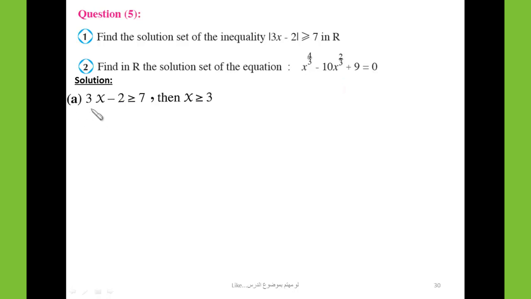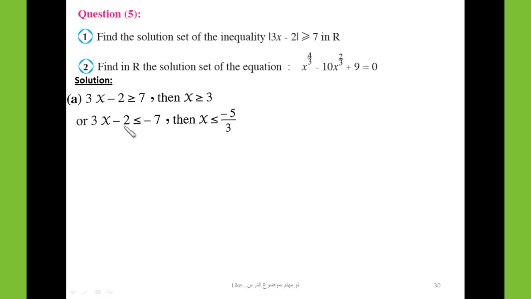First, the solution for this inequality has two branches: 3x minus 2 is greater than or equal to 7, or 3x minus 2 is less than or equal to negative 7. From this, we have 3x is greater than or equal to 7 plus 2, which equals 9. So x is greater than or equal to 3, as 9 divided by 3 equals 3.